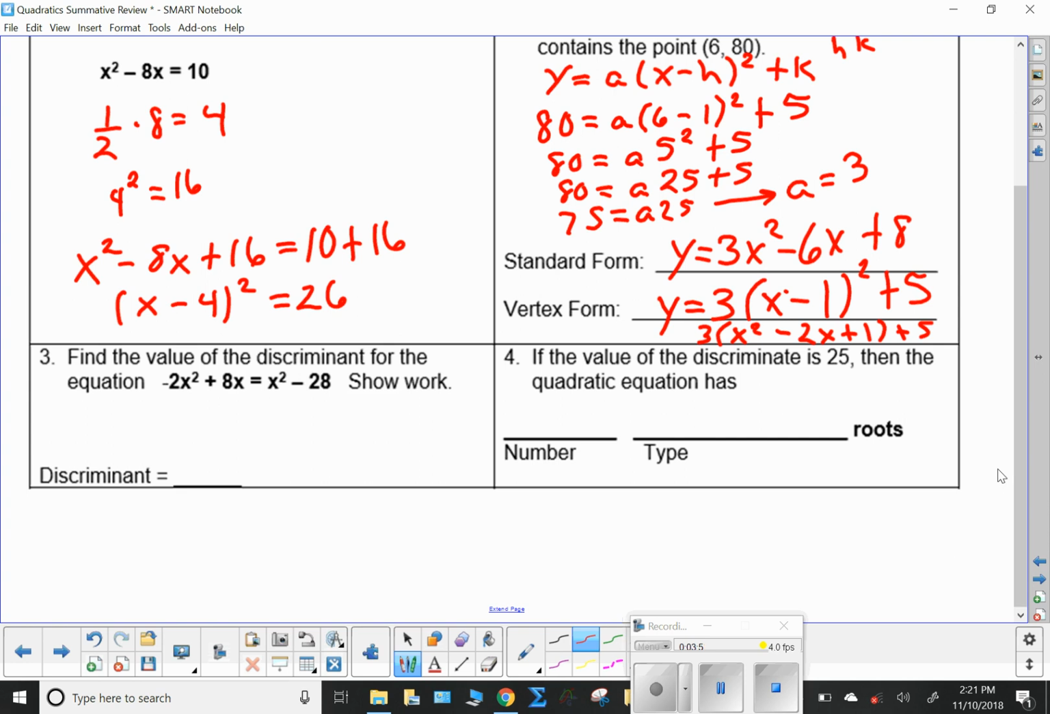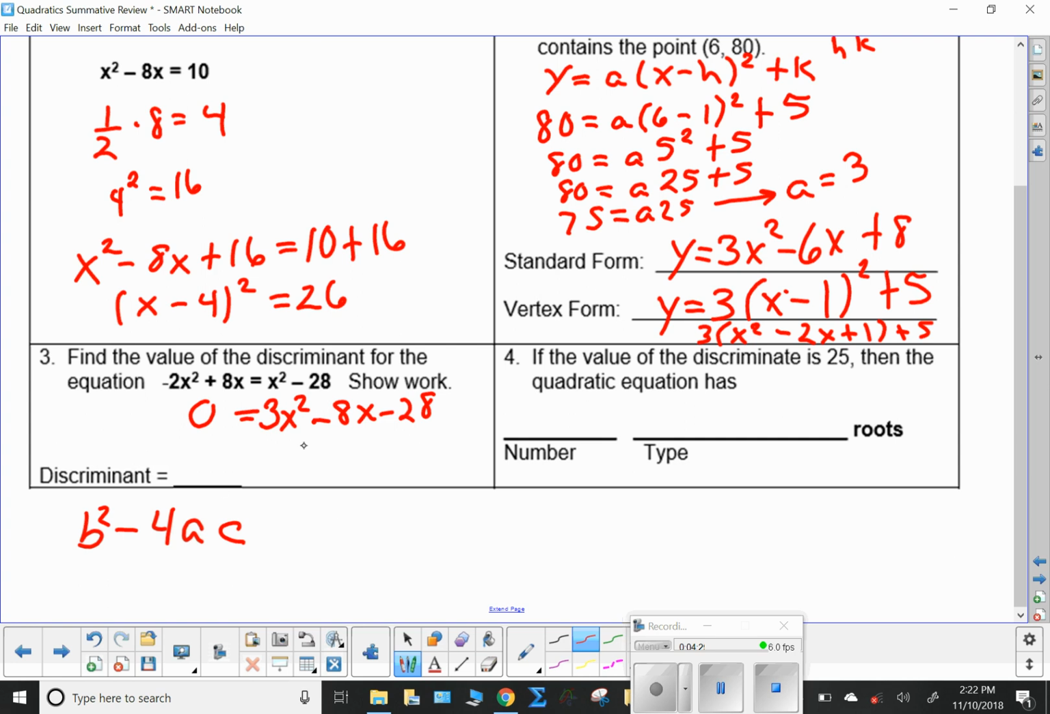Find the value of the discriminant for the following equation. Well, remember that the discriminant is equal to b squared minus 4ac. Before I can do this, I have to get this in standard form. So I subtract x from both sides, or I could even add to this side. I'm going to add 2x. So this will give me 3x squared minus 8x minus 28 is equal to 0.